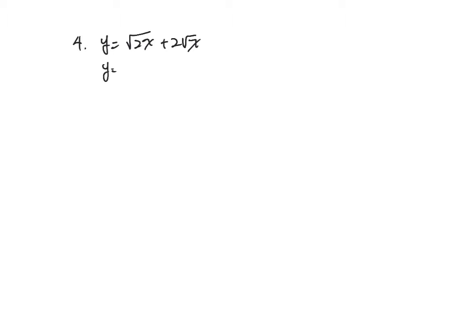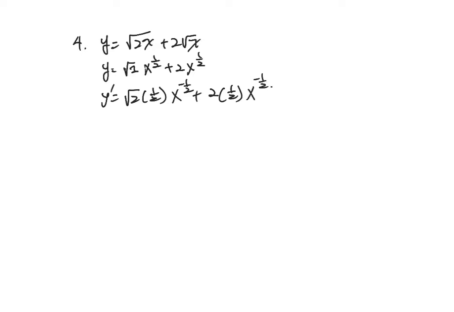Number 4 has a square root. That's kind of hard to do, so I'm going to rewrite it. I can keep it as rad 2 times x to the 1/2 power plus 2 times x to the 1/2 power. Now I can do the power rule. So you have rad 2 times 1/2 x to the -1/2 plus 2 times 1/2 x to the -1/2. And that basically is rad 2 over 2 times x to the -1/2 plus 1 times x to the -1/2.